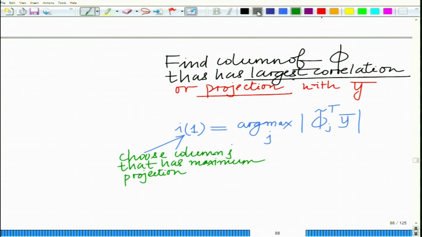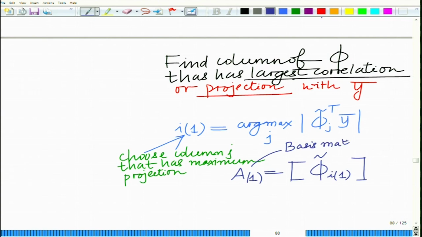And now what we do is we start building the basis matrix, that is A1, which basically comprises of this first column, phi tilde of I1. Okay, so at this stage this is a single column matrix. Okay, so this is A1. So we think of this as the basis matrix. This is, by the way, the first iteration of the algorithm.